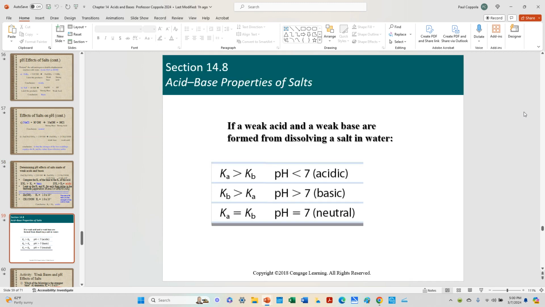And then in slide 59, I'm just reviewing comparing the Ka's and Kb's in that situation when you have two weaklings as your products. If the Ka is bigger than Kb, it'll be acidic. If the Kb is bigger, it'll be basic. And if they're equal to each other, then it's going to be neutral.